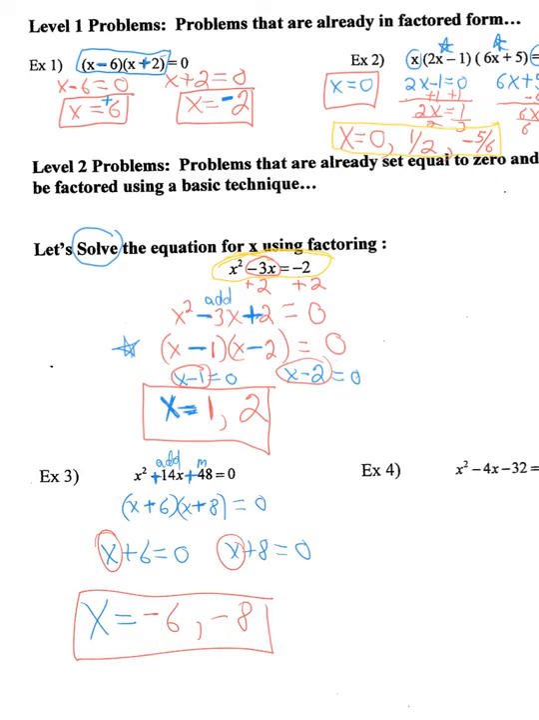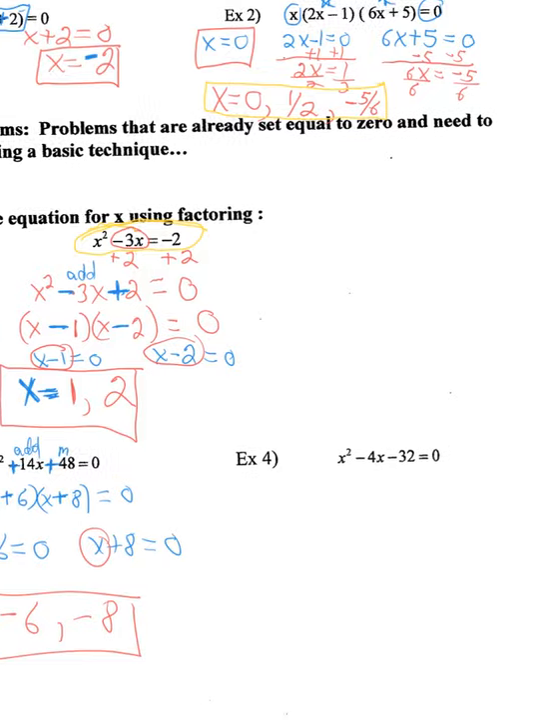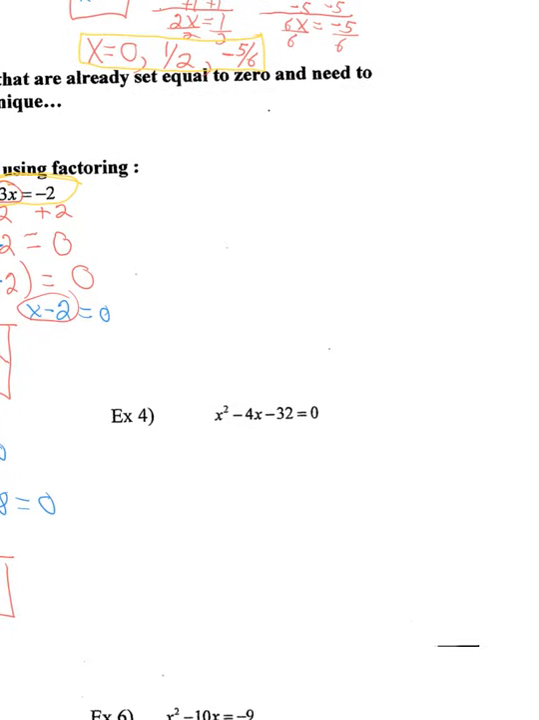Okay. And the last one on this page. Okay. Set it equal to 0. Yay, they did it already for me. All set. Step 2, factor. 3 terms, x squared, x and x, has to multiply to be 32 and add to be 4. Notice it's got to multiply to be negative 32. So I know one's plus and one's minus.